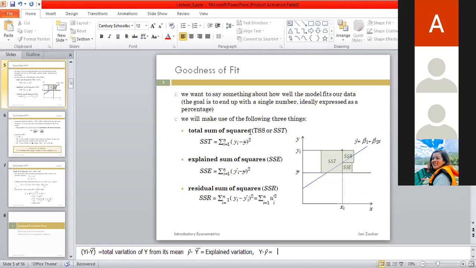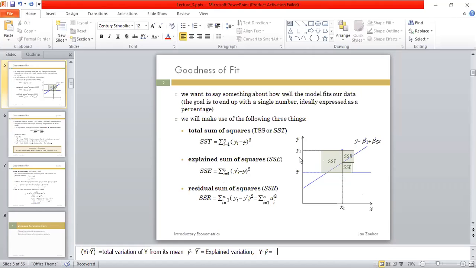Remember, sum of squares. You get the deviation, yi minus y bar. Square it. There are other yi minus y bars. Square all of them and add them. So you get the total sum of squares, also called TSS or SST. Technically speaking, that is the total variation or total sum of squares.